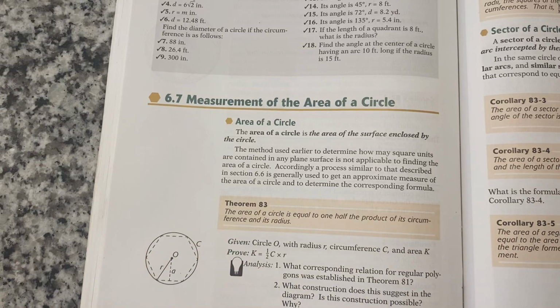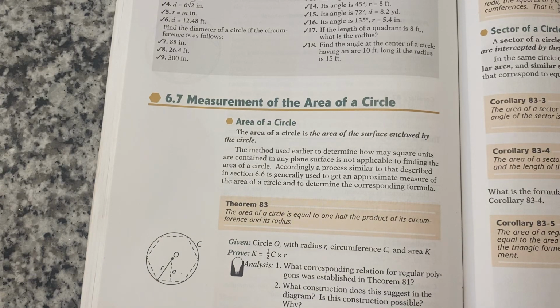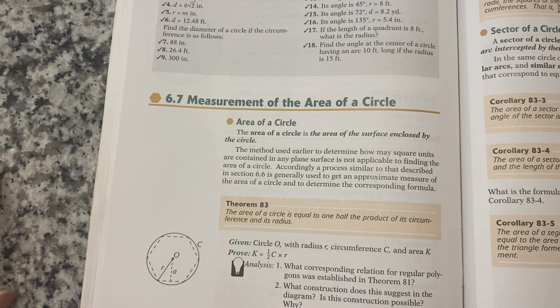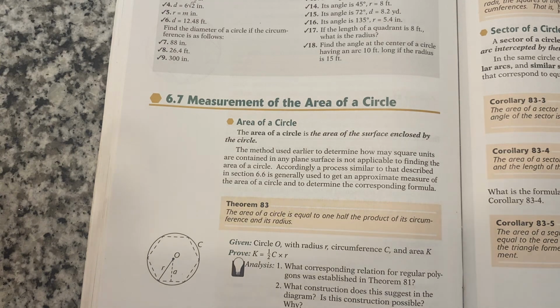We're in geometry, on chapter 6, section number 7, the measurement of the area of a circle. Now we're talking about area. So remember, area is always going to be dealt with in squares. Just keep in mind, when you talk about area, you're going to be dealing with squares and square roots and such. So the area of a circle.